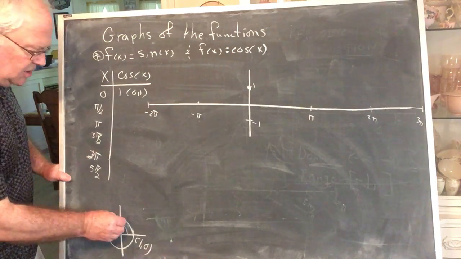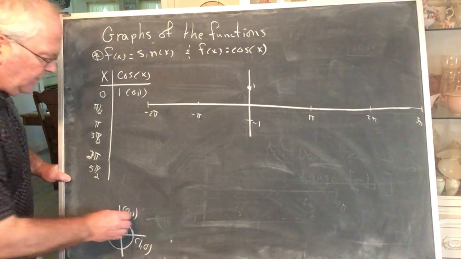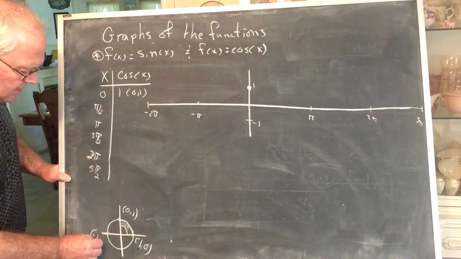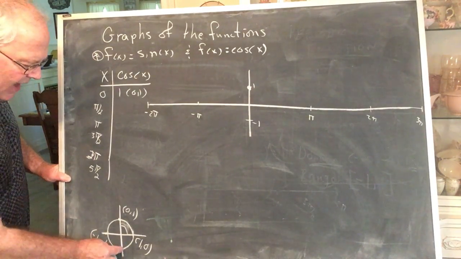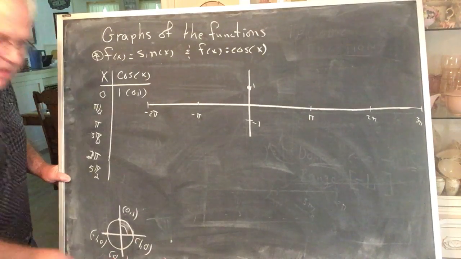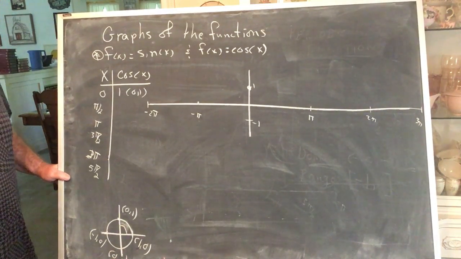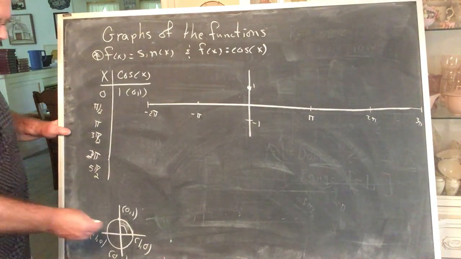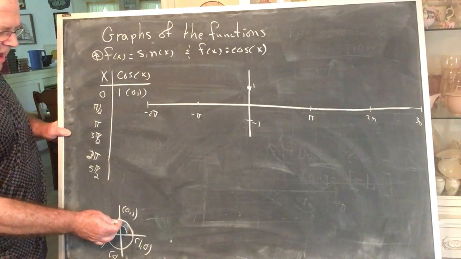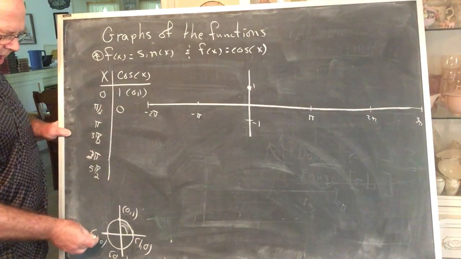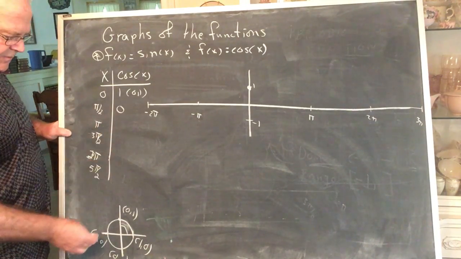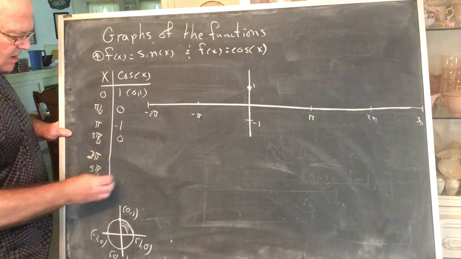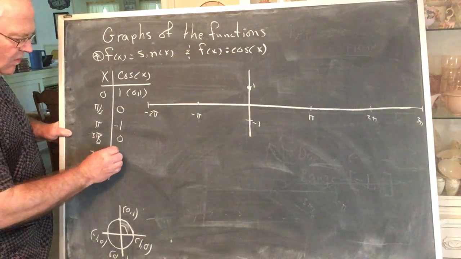At pi over 2, the question is, what is the x coordinate? Well, the x coordinate is now 0. At pi, the x coordinate is going to be -1. At 3 pi over 2, the x coordinate is going to be 0. So we see what's happening. We're selecting off the x coordinate of all these points. So the first x coordinate is 1. At pi over 2, the x coordinate is 0. At pi, the x coordinate is again -1. At 3 pi over 2, the x coordinate is again 0. At 2 pi, we've come back up, the x coordinate is 1 again.